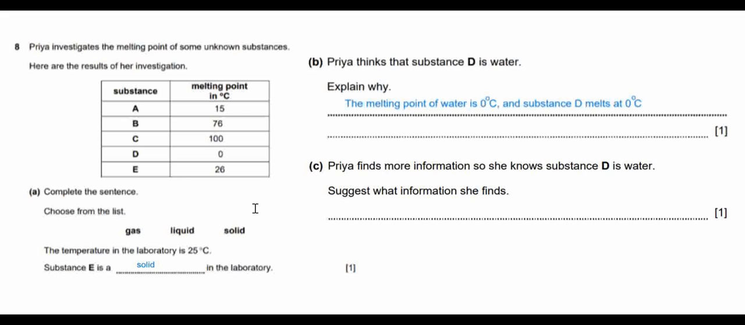Next. Okay, question 8C. Priya finds more information, so she knows substance D is water. Suggest what information she finds. 10 seconds from now.